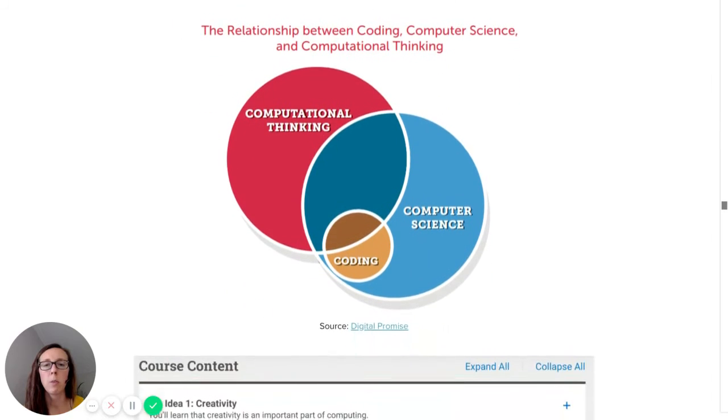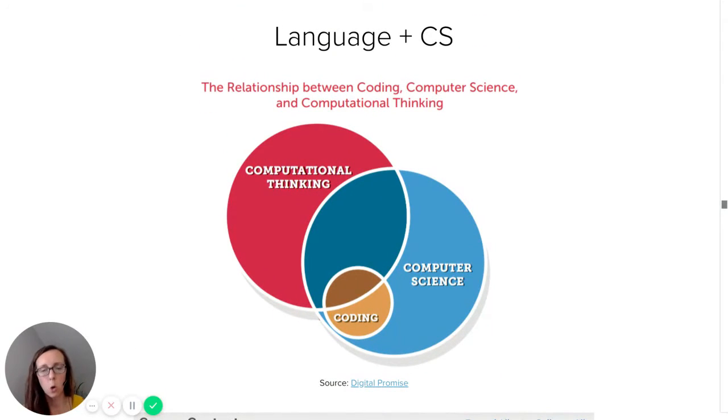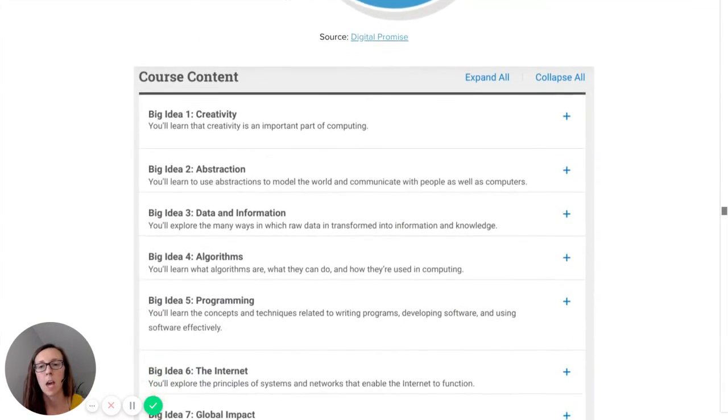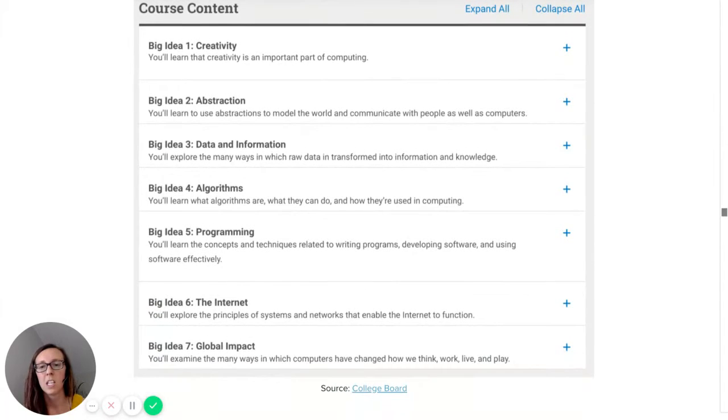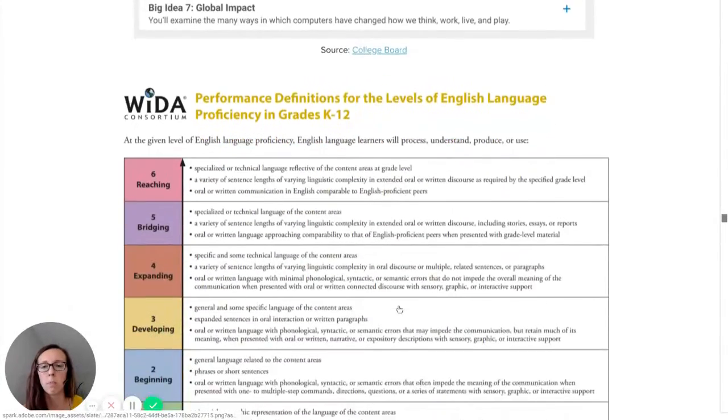And of course, as we're thinking about computer science, this is really important because coding is really just one small part of what we talk about and engage in in the field of computer science. Of course, there's computational thinking and there's computer science in the general sense when we're thinking about the different aspects of AP classes. Looking at abstraction, looking at data and information, looking at the internet, looking at the global impacts. There are so many ways that language helps to enrich and make meaning through each of these different topics. We want to make sure that all of our learners can access that information.